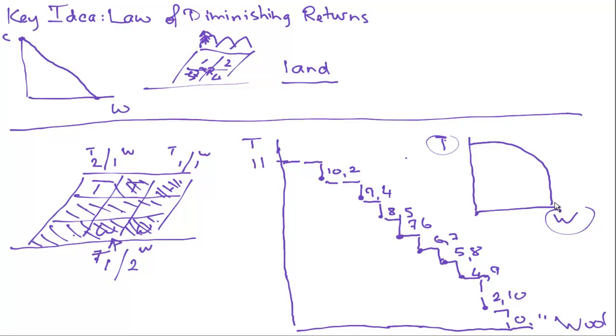And it's why the production possibility frontier, or curve, is concave. So the curve is concave to the origin. You can see here, here's the cave, and it faces the origin. Okay, so that's the law of diminishing returns.